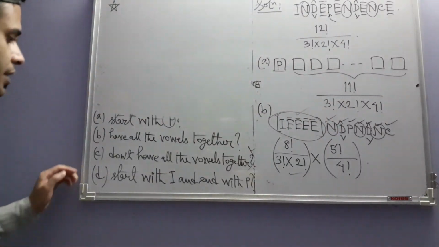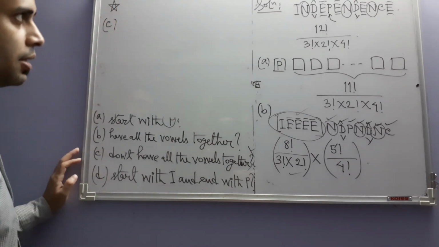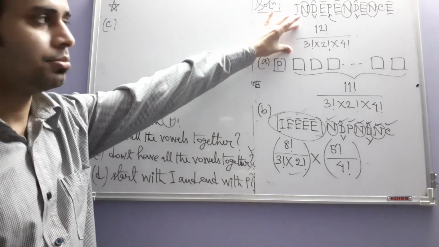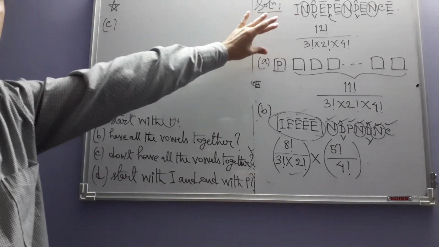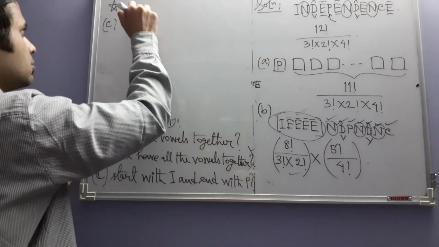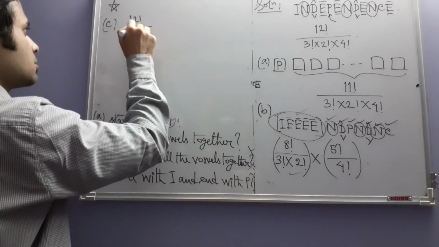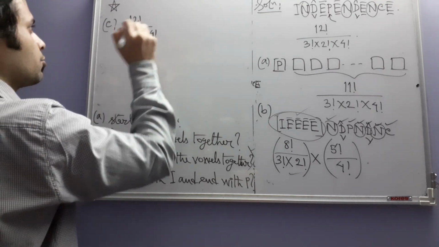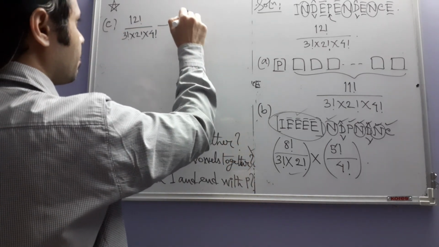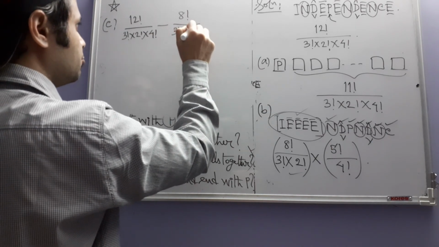Then we have part C. Now we know how to write this down. From the total number of arrangements where we don't have any restriction, we have to subtract this. So this number is 12 factorial divided by 4 factorial, minus this one: 8 factorial divided by 3 factorial times 2 factorial.